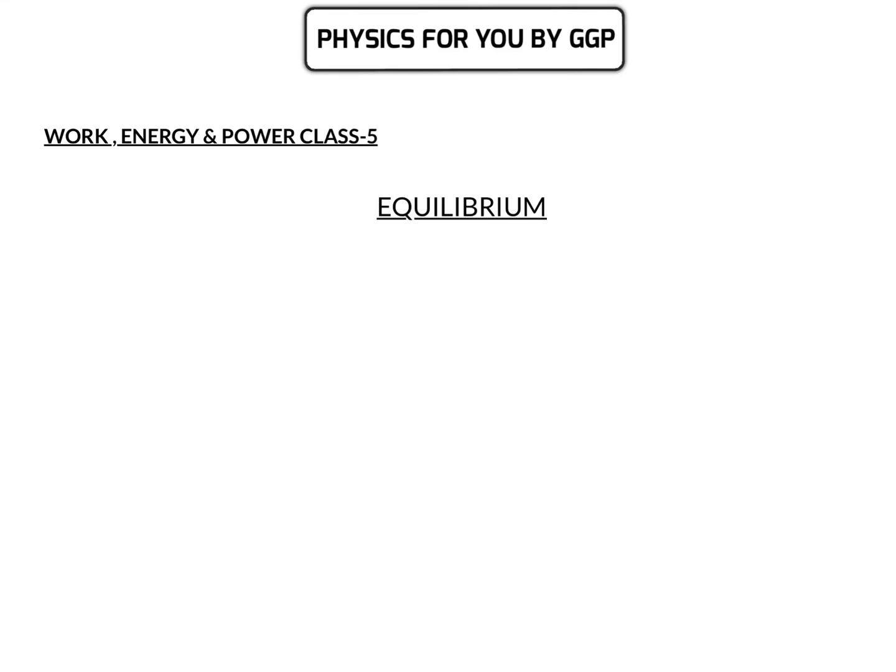Welcome all to Work, Energy and Power Class 5, in which we'll discuss equilibrium. The meaning of equilibrium is that if the net force acting on an object is equal to 0, or if the net torque acting on this object is also equal to 0, then we can say that this object is in equilibrium. So the condition for equilibrium is net force equal to 0 and net torque equal to 0.